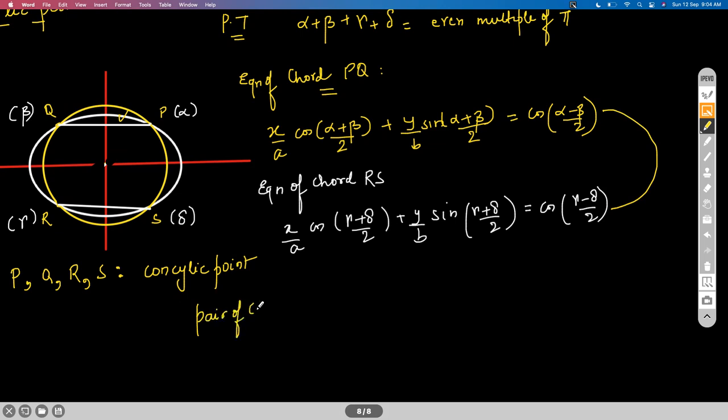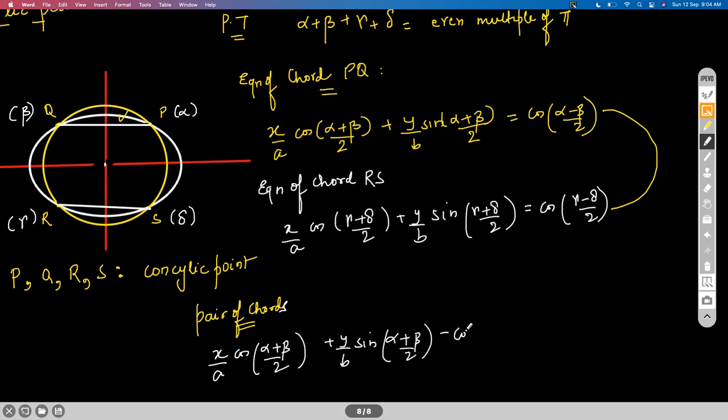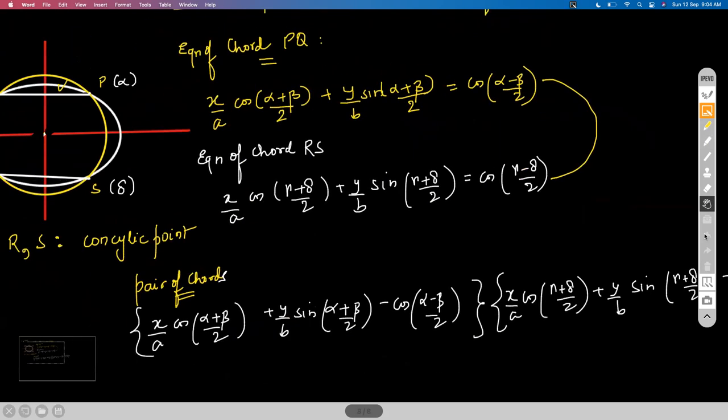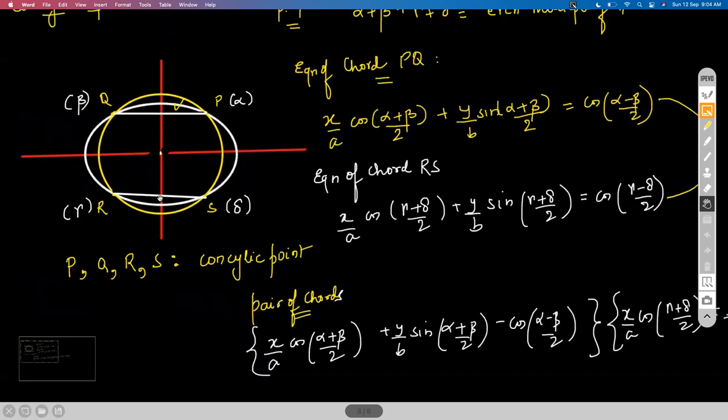How do you create a pair of chords? Very simple, multiply the two equations of the chords. So when you multiply it, it'll look like this: x by a cos of (alpha plus beta) by 2, plus y by b sine of (alpha plus beta) by 2, minus cos of (alpha minus beta) by 2, multiplied with x by a cos of (gamma plus delta) by 2, plus y by b sine of (gamma plus delta) by 2, minus cos of (gamma minus delta) by 2. So this equal to 0 will give you a pair of chords, which is basically the equations of chords PQ and RS combined.